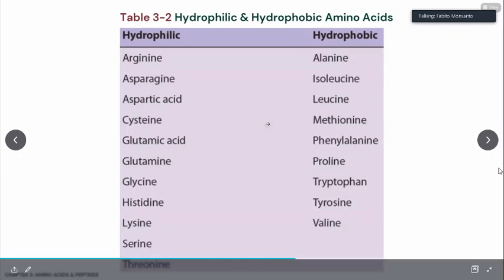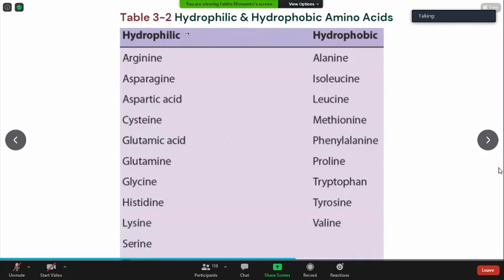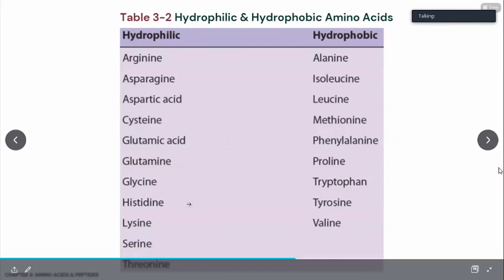Because of the R group, which also gives properties, we mentioned already the R groups that are soluble in water. And then you have your hydrophobic ones, in which you have an aliphatic side chain, and here you have an aromatic ring.